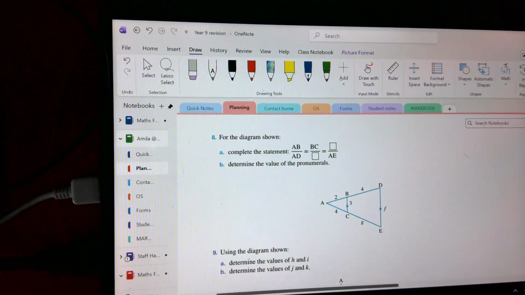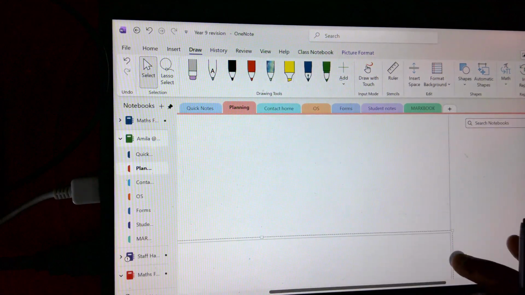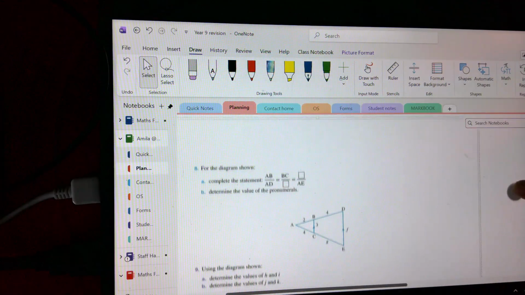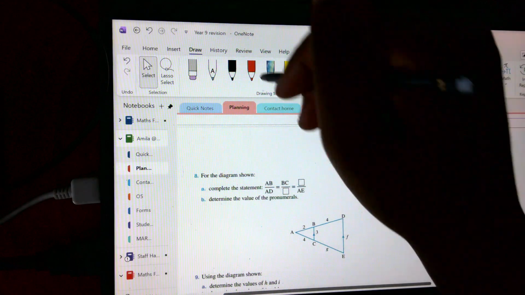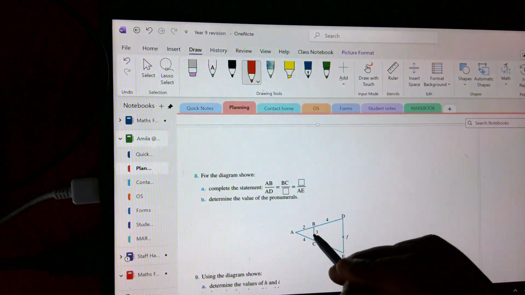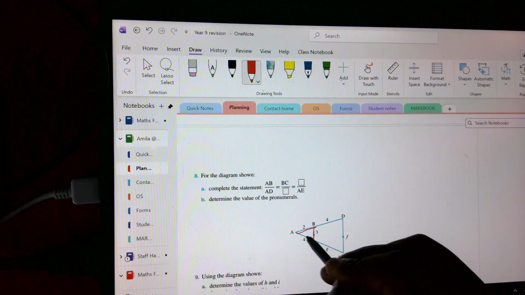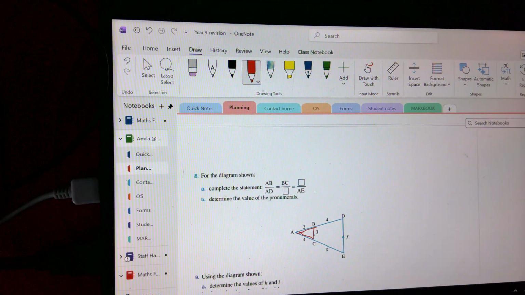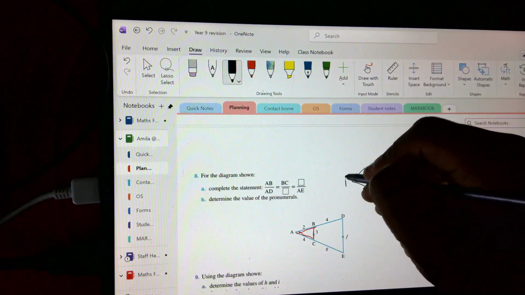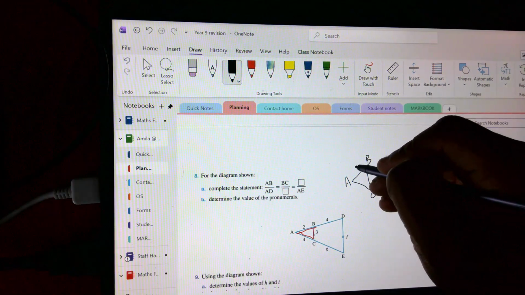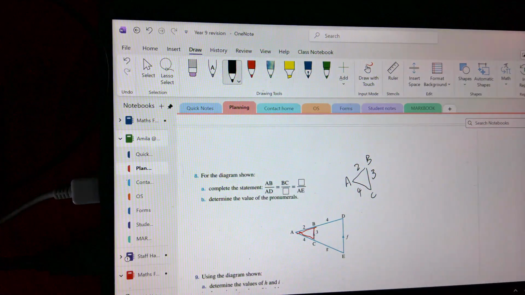Alright, question 8. Similar figures, finding unknown sides. First thing I'm going to do is draw out my two triangles before I even complete any statement. So I have the small triangle here. So let's draw that one. I've got A, B, C, 2, 4, 3.